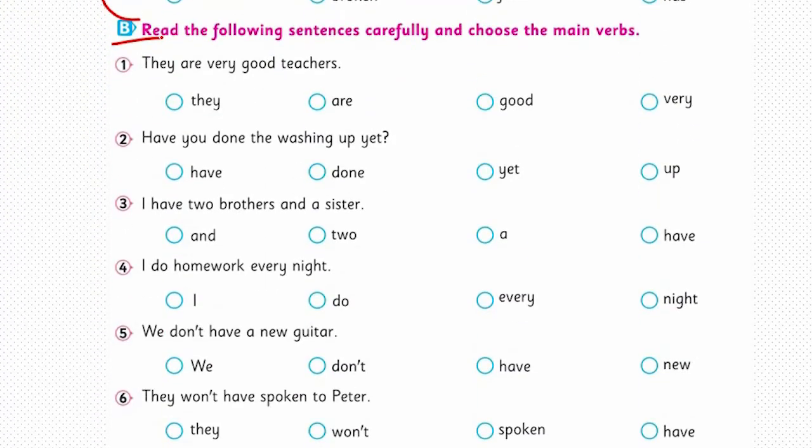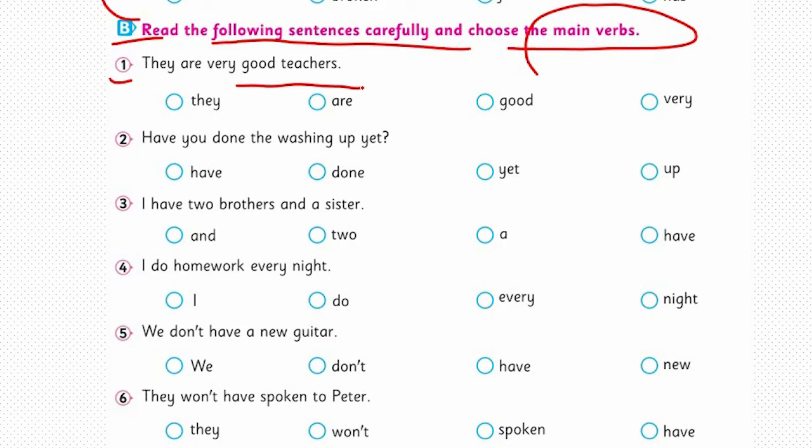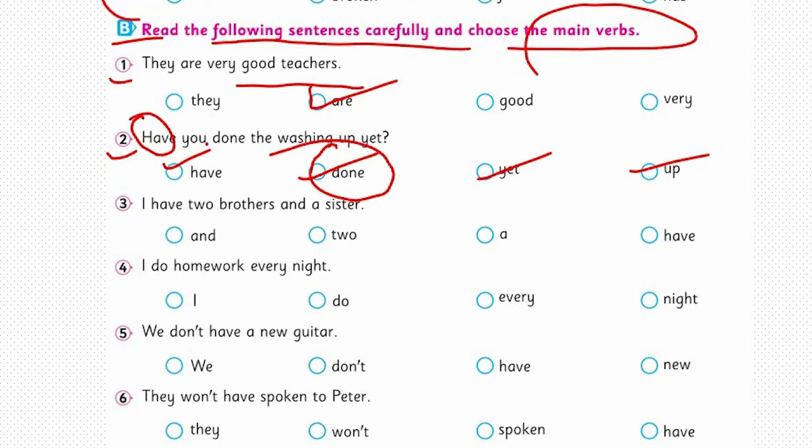Now look here, section B. Read the following sentences carefully and choose the main verb. Now you have to choose the main verb here. They are very good teachers. We have the leading verb here, the main verb. This is very obvious, very clear to you. The are is the main verb here. The second one, have you done the washing up yet? The options are have, done, yet, up. What will be the main verb here? Yes, done. We have both have and done, but the main verb is done. This is the right option. Now the third one, I have two brothers and a sister. We have no other main verb here, so the right answer is have.